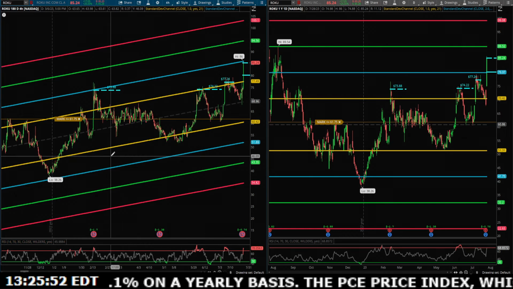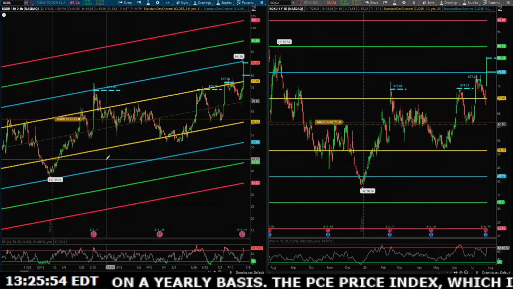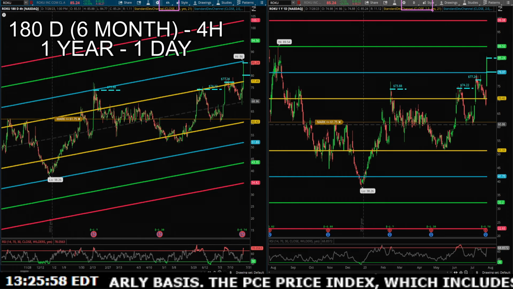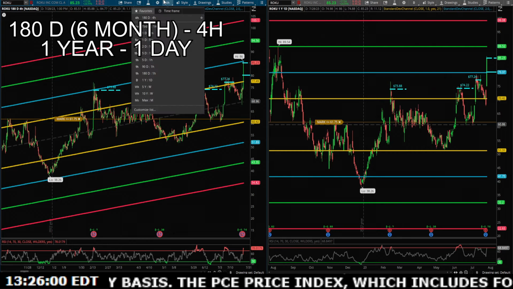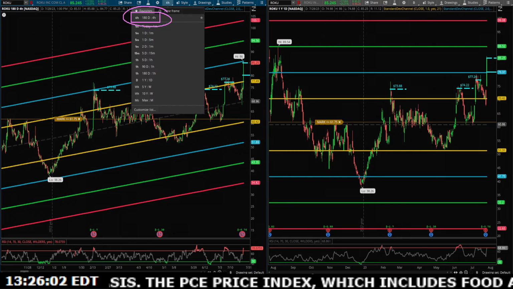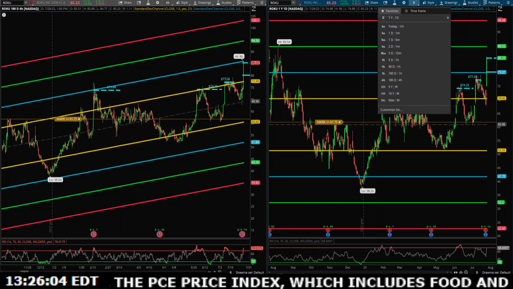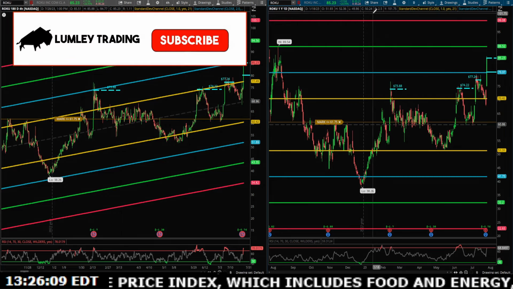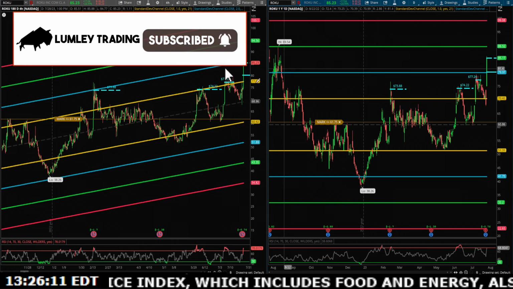So firstly, what we like to check is what's happening over the longer term. So this left chart is a 6-month. This right one is a 1-year chart. So again, make sure you're on these time frames, 180-day, 4-hour chart, and the right one, a 1-year, 1-day chart. So that's what we want to be on, 1 chart of each. And again, we need 2 charts for this.